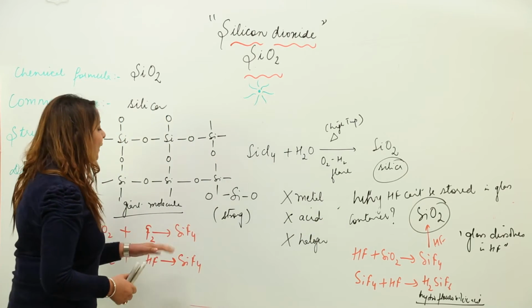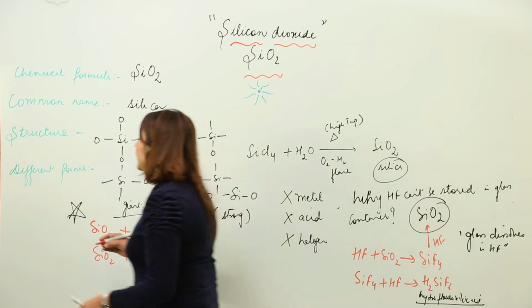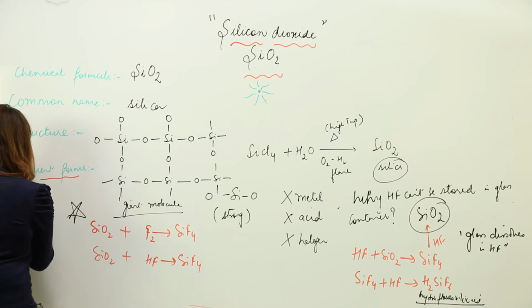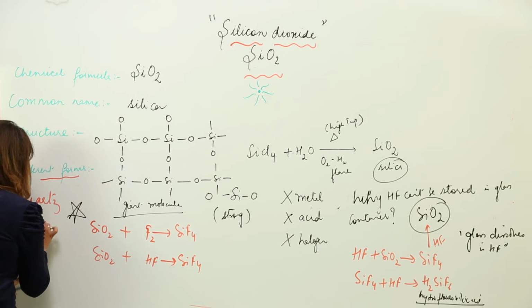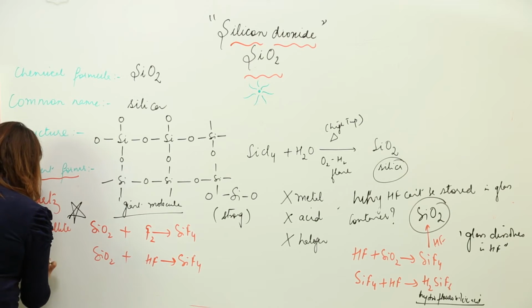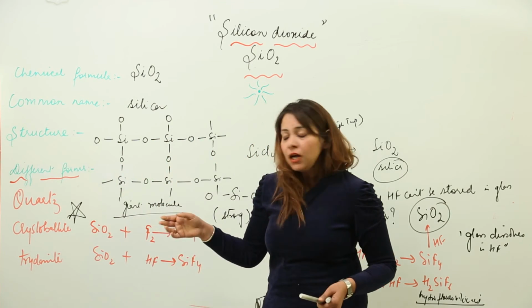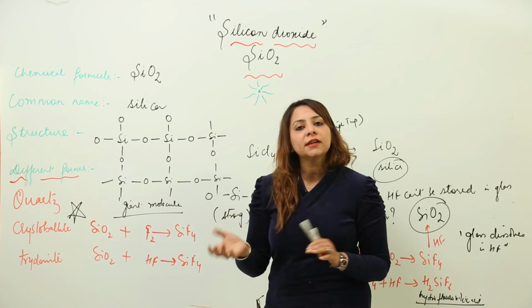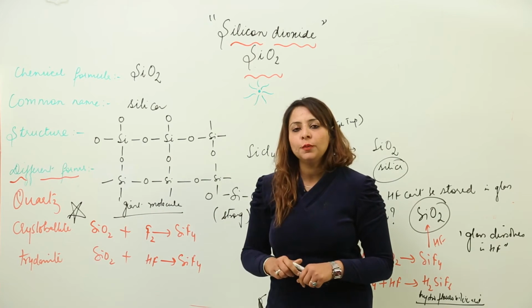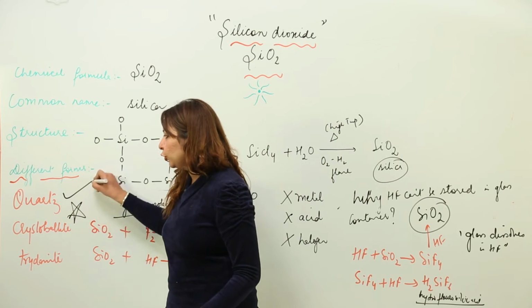Now you know that there are certain forms of silicon dioxide, and the main forms are quartz, cristobalite, tridymite. These are the common forms of silica, and these forms are interconvertible at different temperatures.